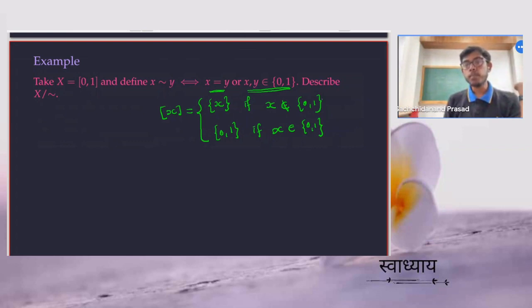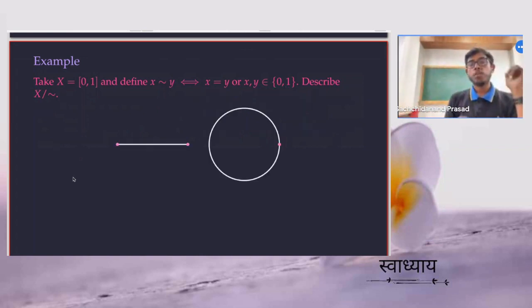Okay, fine. So with this relation, we want to see what X mod tilde is. We have already observed that this should be a circle. So now our aim is to prove that this quotient space is indeed a circle. So this is my 0 and this is my 1, and here 0 and 1 are the same.